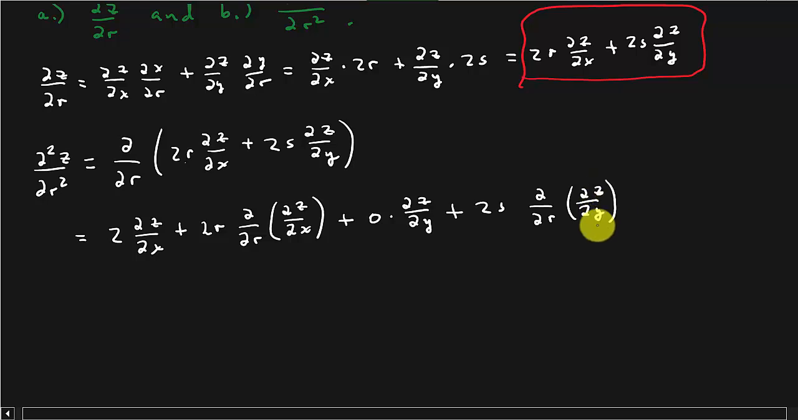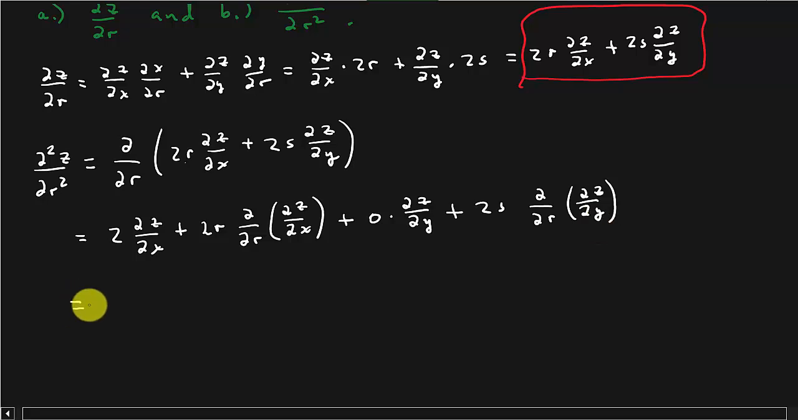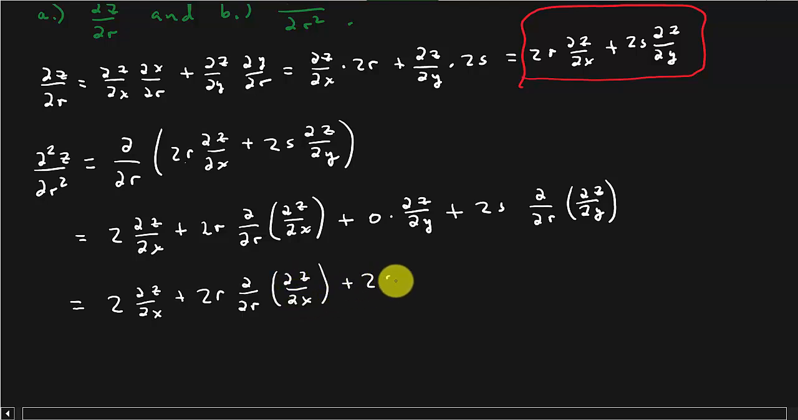I hope all that makes sense. So we've got 2 times the partial of z with respect to x, plus 2r times the partial with respect to r of the partial of z with respect to x, plus 2s times the partial with respect to r of the partial of z with respect to y. And that's a partial symbol there, those are not 2's. Basically all I did is rewrite this, because all that goes to 0, and you leave that out.